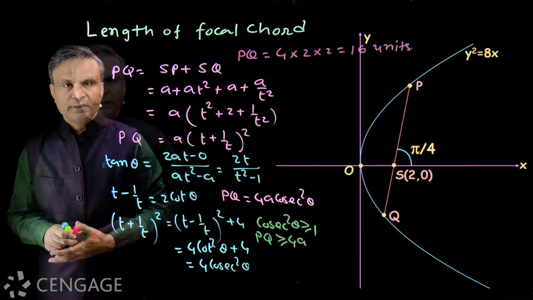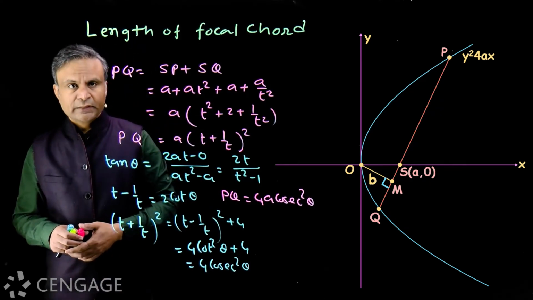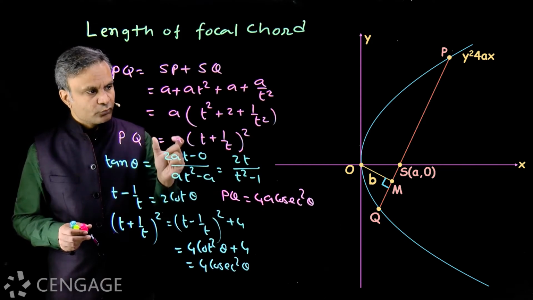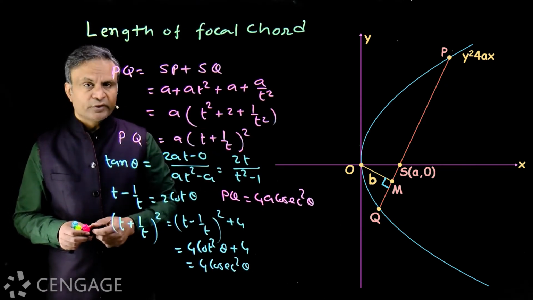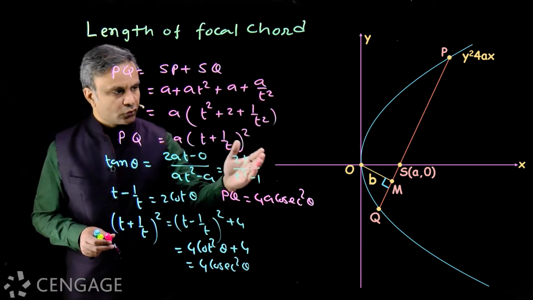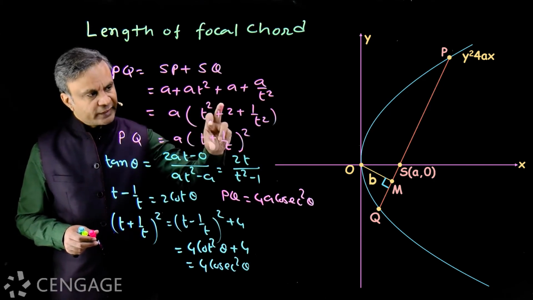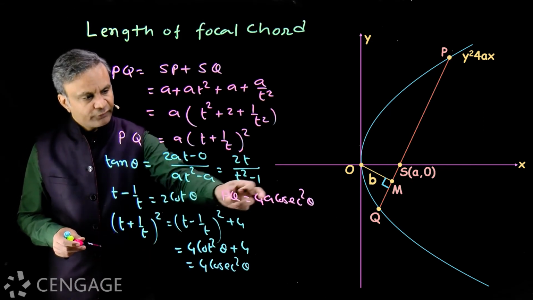Now once again consider parabola y square is equal to 4ax. PSQ is focal chord and distance of this focal chord from origin is b units. Here OM is b units, M is foot of perpendicular drawn from origin to focal chord PQ. We have to find the length of focal chord PQ. PQ का length कैसे निकालेंगे? How can we use this formula?